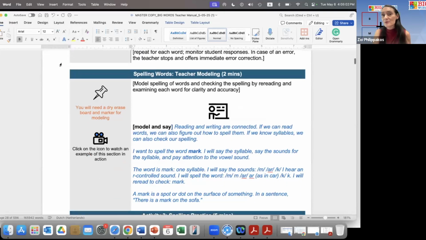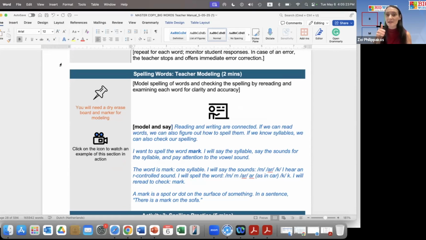Then the teacher proceeds with the spelling of the words. So reading and writing are connected. If we can read words, we can also figure out how to spell them. If we know syllables, we can also check our spelling. I want to spell the word mark. I will say the syllable, I will say the sounds of the syllable, and I will pay attention to the vowel sounds. The word is mark.